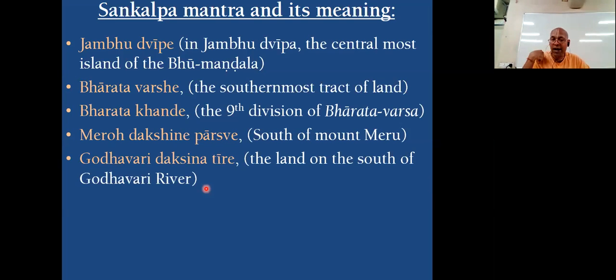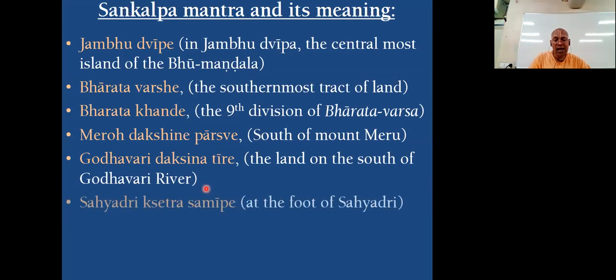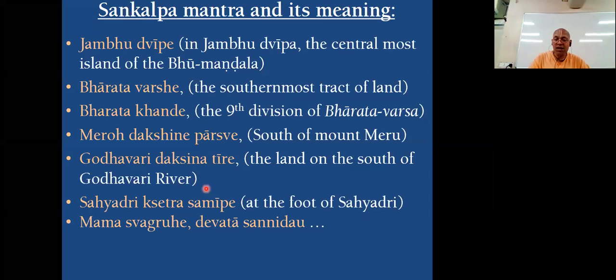This is being prepared in relation to Mumbai. When it comes to Mumbai or the places nearby, they are spoken of in such a way that Godavari Dakshina Tire, they are located on the southern side of the Godavari river. And Sahyadri Kshetra Samipe, at the foot of the Sahyadri mountain hills. Mama Swagruhe, in my home. Devata Sannidhau, in the auspicious presence of my household deity. So these are all in relation to place: Bhumandala, Jambudvipa, Mero Dakshina Parshve, Bharatavarshe, Bharatakhande, and within Bharatakhanda, Godavari Nadi and Sahyadri Kshetra.